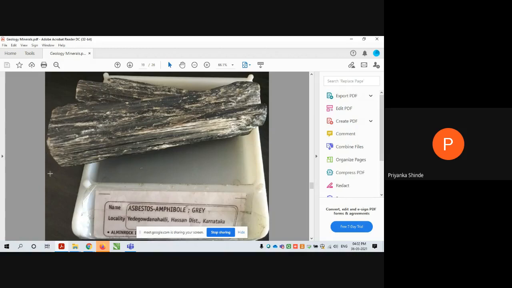Then the main use of this asbestos is as a thermal insulator. It is a fireproof material. So in your refrigerators, ACs, ovens, it is used as a lining. Even in chemistry labs, asbestos sheets will be placed on your table, because they don't catch fire, right? So these are used as fireproof material. Then these minerals are also used in the textile and ceramic industry. So that is the important use of asbestos.